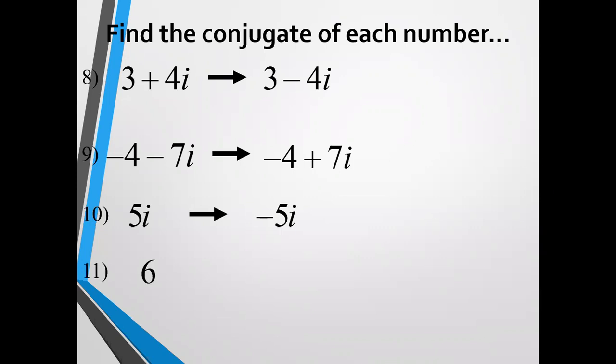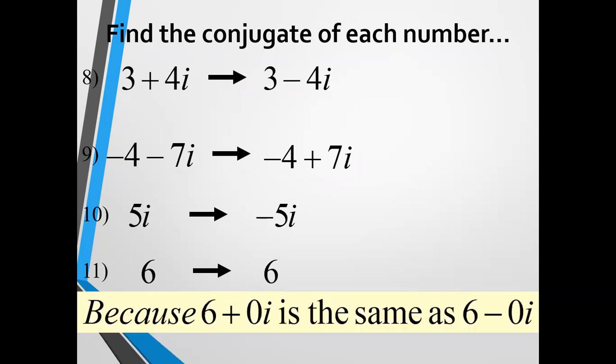And the conjugate of 6 is what? What's the conjugate of 6? Anybody? Conjugate of 6? 6. Conjugate of 6 is 6. Thank you. That means you are following us. Why is the conjugate of 6, 6? The conjugate of 6 is 6 because 6 plus 0i is the same thing as 6 minus 0i. So that is why.